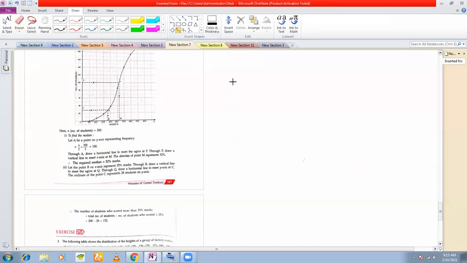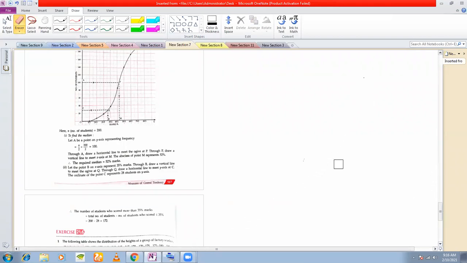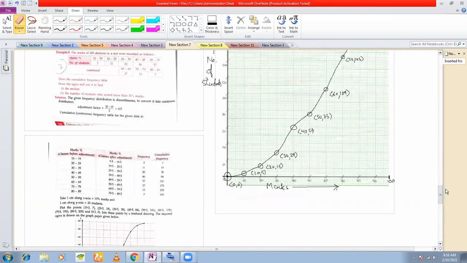If you're drawing an ogive, draw it in one stroke. Do not lift your pencil. After taking aim, do not lift your pencil. Draw it in one single stroke, this way. So that is how you draw your ogive, and that is how roughly this curve will look. So coming back, this is our ogive.